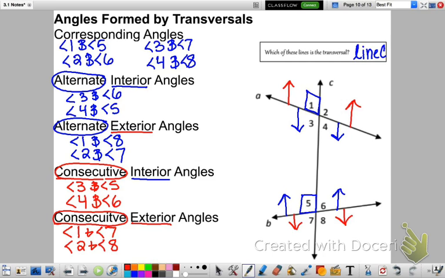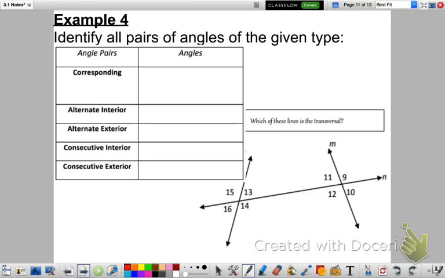Okay. I want you to try this one. Go ahead and give it a shot. Even though our diagram here has been turned, it's perfectly okay. It works the same way. Go ahead and pause the video, give this a shot, and then we will move right along.